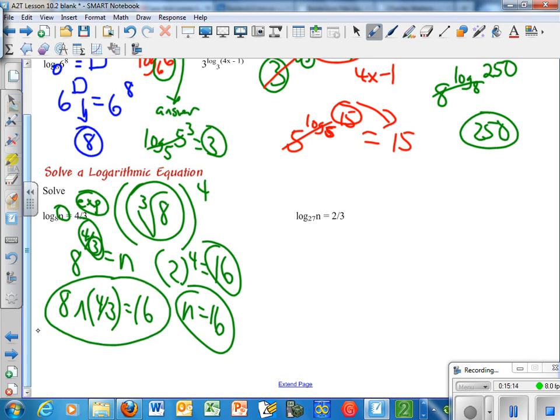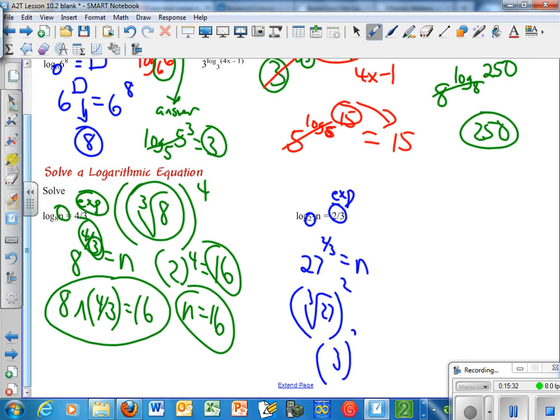Okay, let's go over to this one. So here I'm going to do 27, this base, to this exponent, or power, is equal to n. If I do the cube root of 27 and raise that to the second power, well, the cube root of 27 is 3. 3 squared is 9. So in this problem, n is going to be 9. What that means is the log of 9 in base 27 is equal to 2/3.